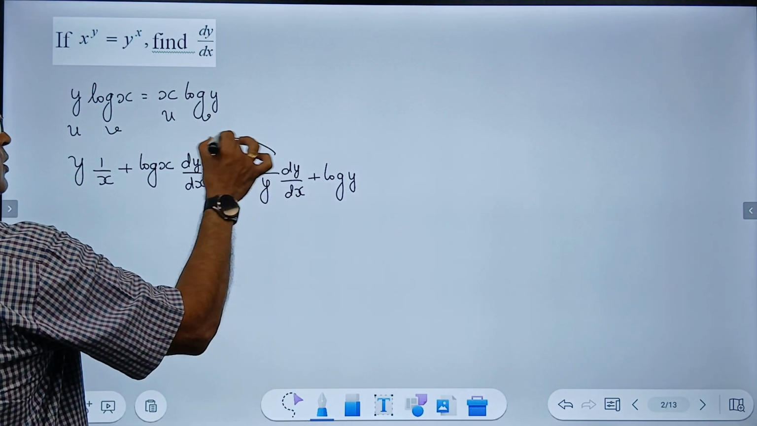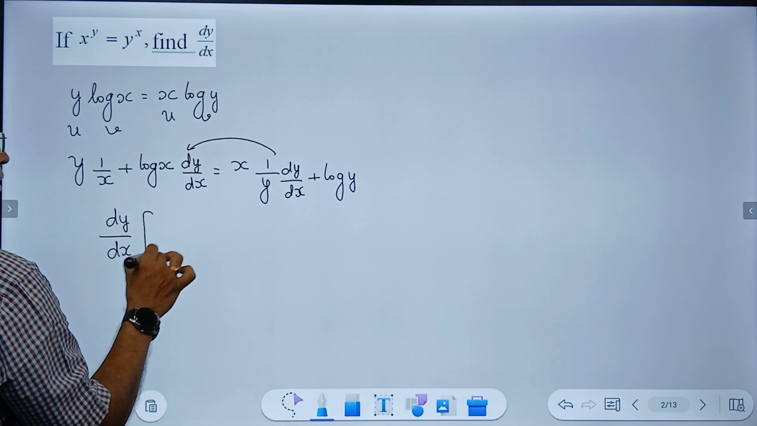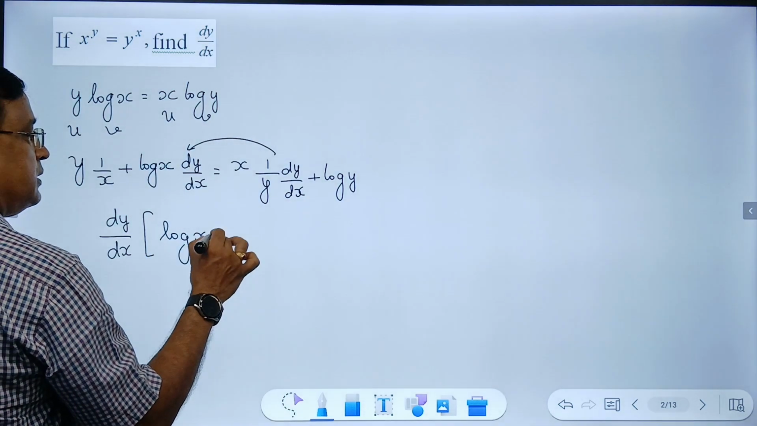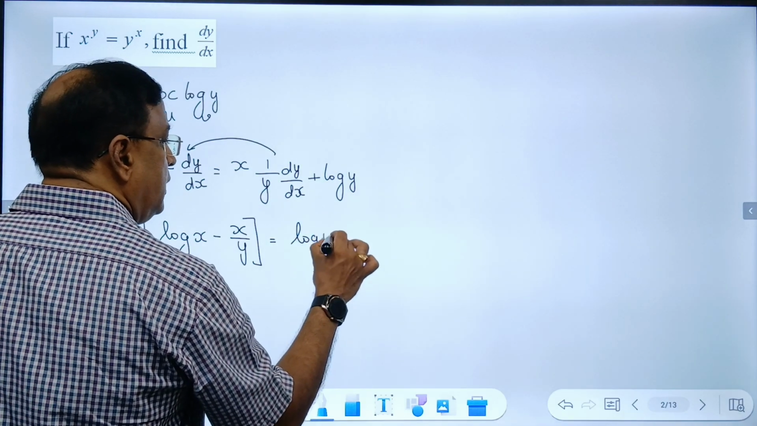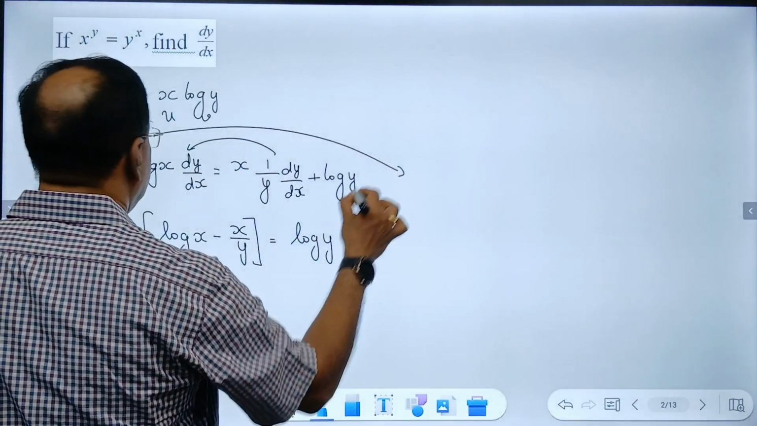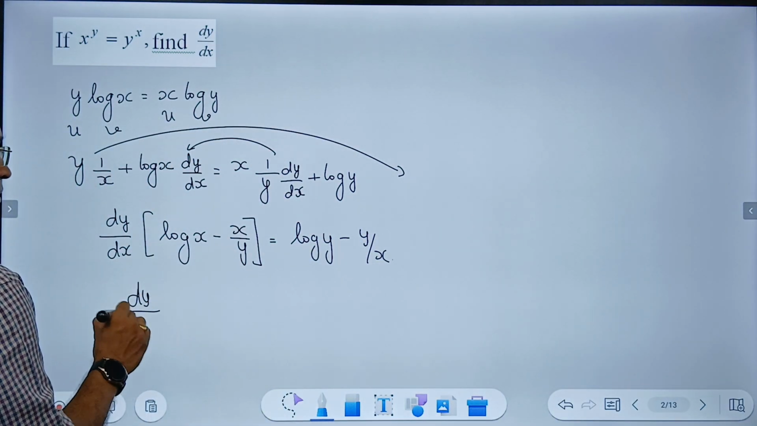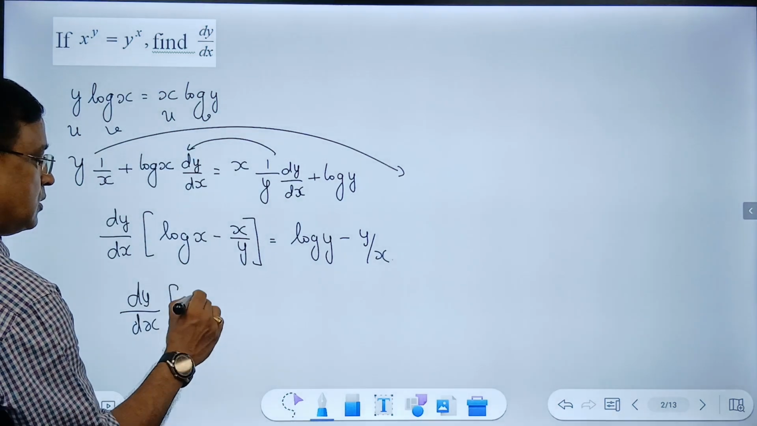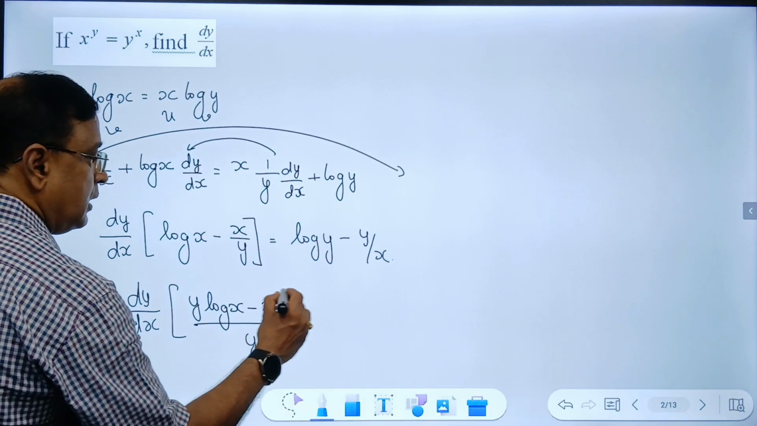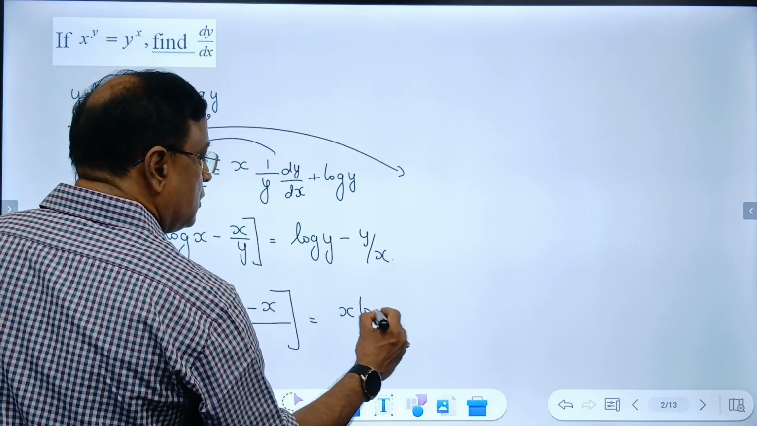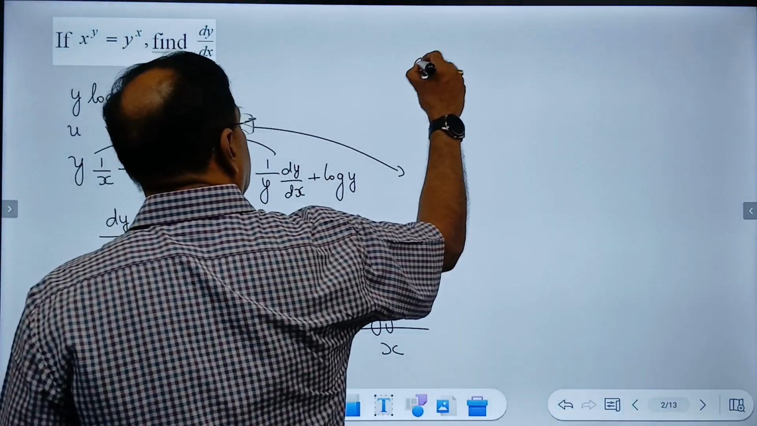Now I will bring all dy by dx together. So dy by dx is common. So I will get log x minus x by y equal to log y. I take this term to the other side, that is minus y by x. Now take LCM. The LCM gives y log x minus x by y equal to x log y minus y by x. So from this you can easily find dy by dx.